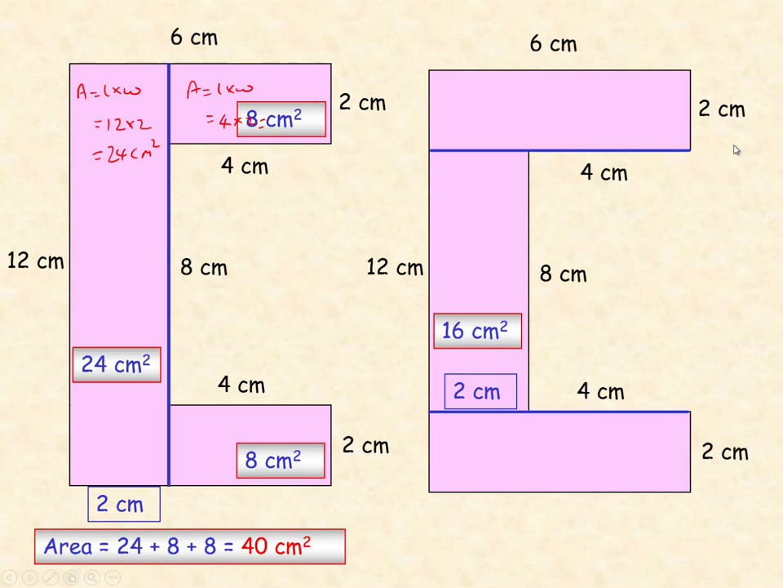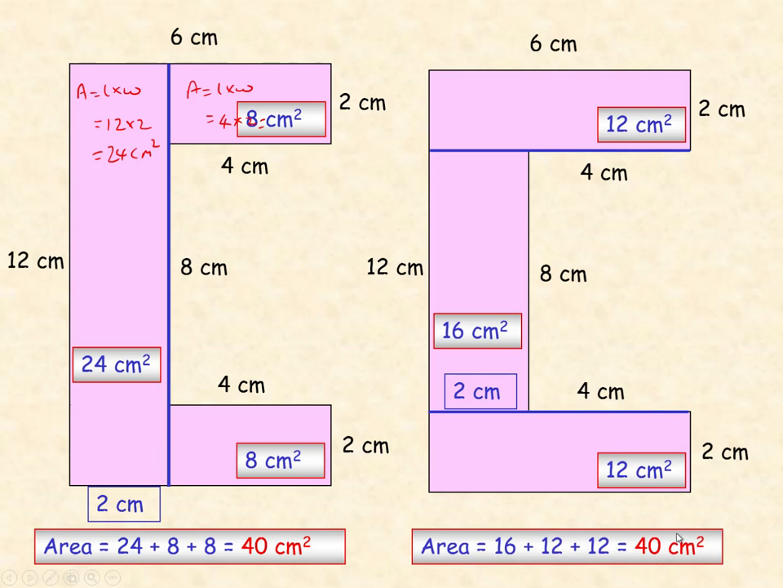Here I've got 6 by 2, which will give me 12 centimeters squared, and again at the bottom I've got 6 by 2, which is 12. Add them all together. 16 plus 12 is 28, plus another 12 gives me 40 centimeters squared. So they do give me identical areas, even though I split them slightly differently.